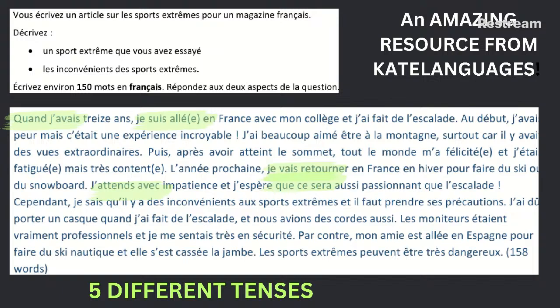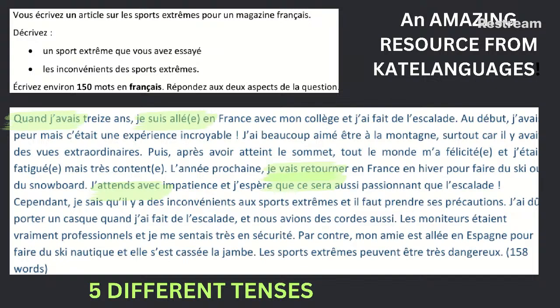Okay, so you can see that there's 5 different tenses. So quand j'avais, je suis allé. So even though they're both past tense, you've got the imperfect and the perfect, so they count as 2 different. You've got je vais retourner, so the future, then ce sera, the other future, and then j'attends avec impatience, which is just present tense. Okay, so 5 different tenses. You can put a lot more tenses if you wish, but let's focus in now on some key grade techniques.